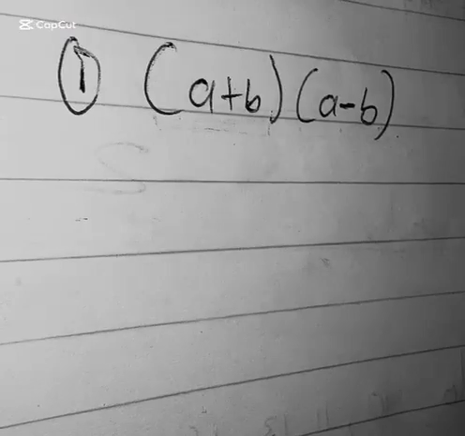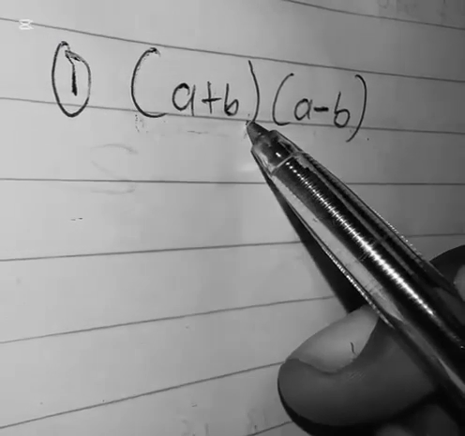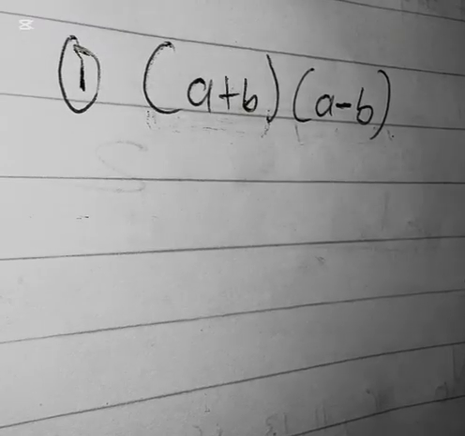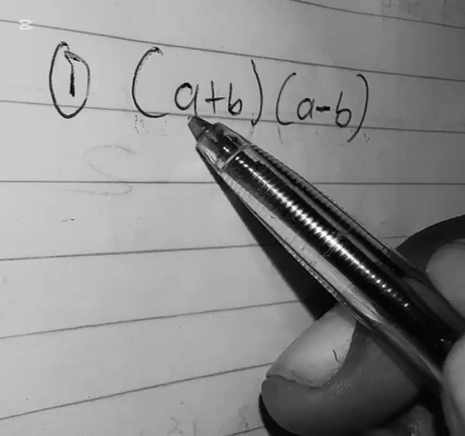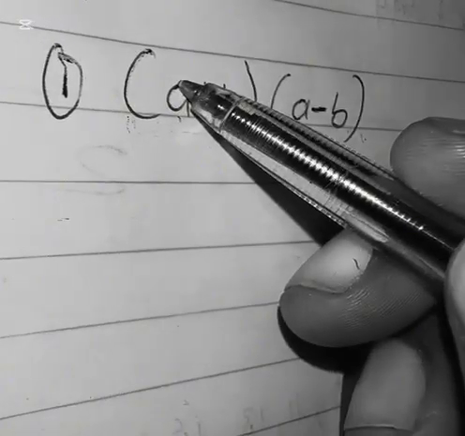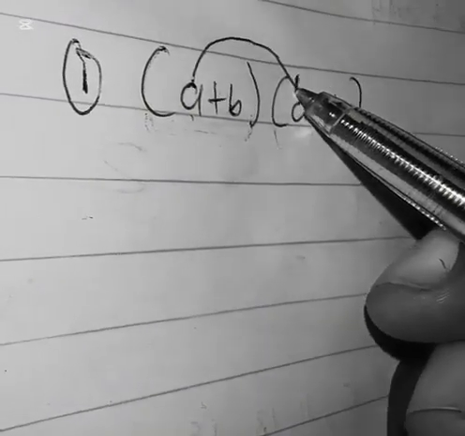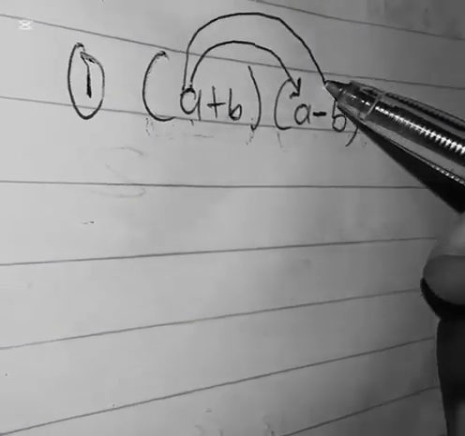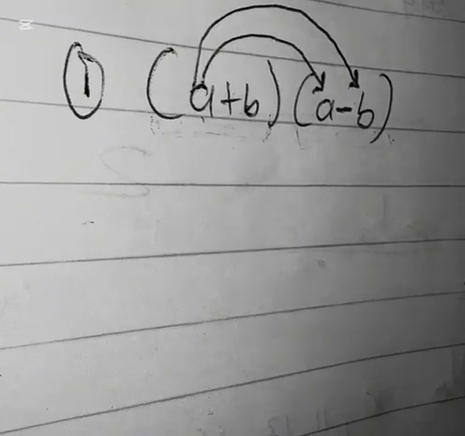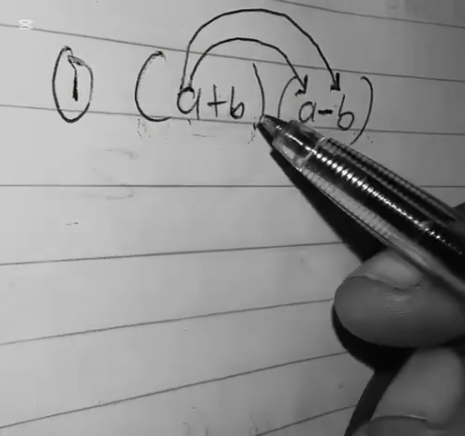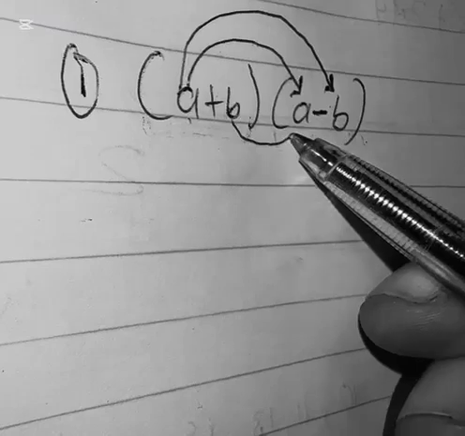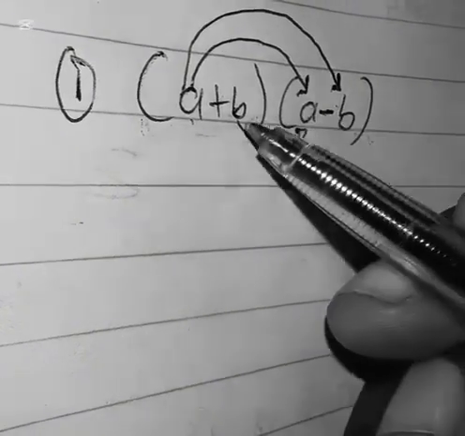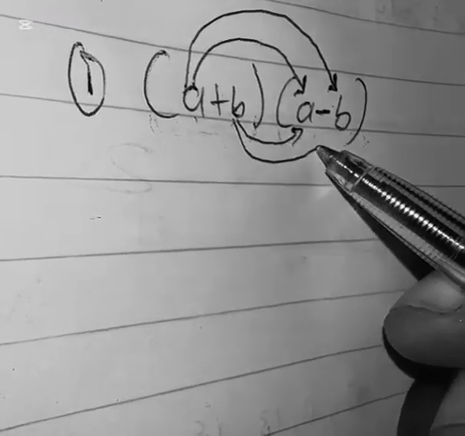So, example number 1: multiply this bracket by this bracket. Now we must take this term, which is a, and multiply this a, then we take this a and multiply by negative b, then we take this b and multiply by a, and lastly we take b and multiply by negative b.